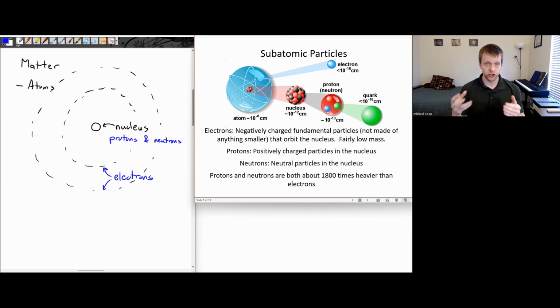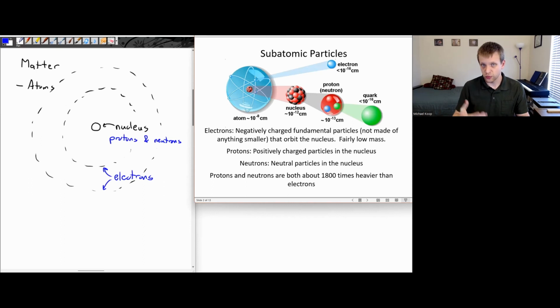Now, I said that the electrons were negatively charged and the protons were positively charged. Let's talk about electrical charge just for a minute. If I have two positive charges and I put them next to each other, are they going to want to get closer together or further apart? Well, if I have two positive charges, they will actually repel each other. If I have two negative charges, they will also try to electrically repel each other. However, if I have a positive charge and a negative charge, those will try to attract each other.